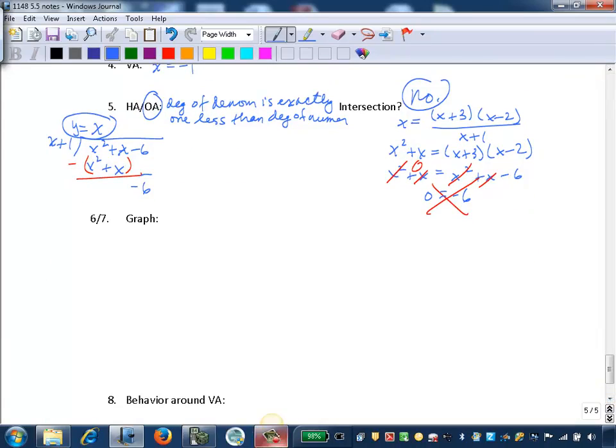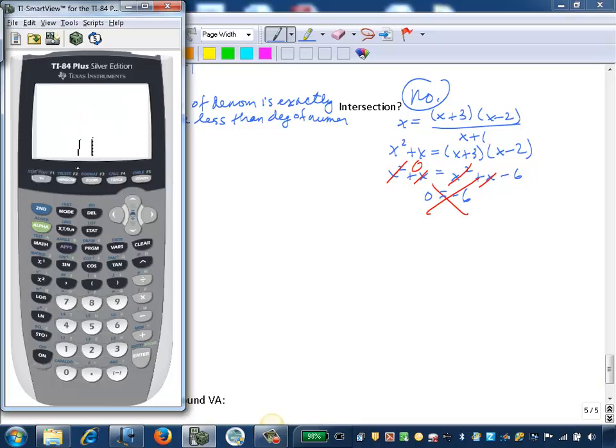So now let's graph this on our calculator here. We want to graph our numerator, enclosing the entire numerator in parentheses, x squared plus x minus 6, divided by x plus 1, and close those parentheses. Now I'm also going to have us graph on the same axes that oblique asymptote, y equals x. I'll show you so we can compare those two.